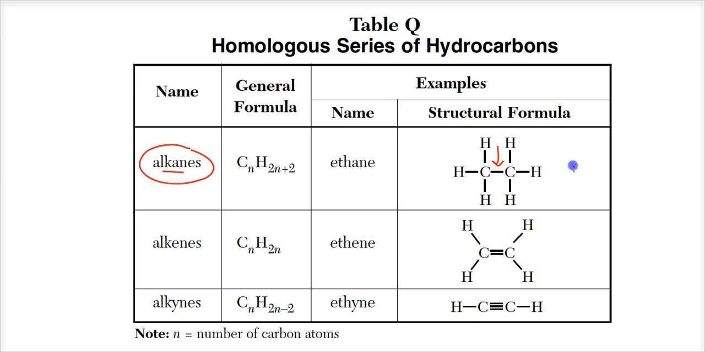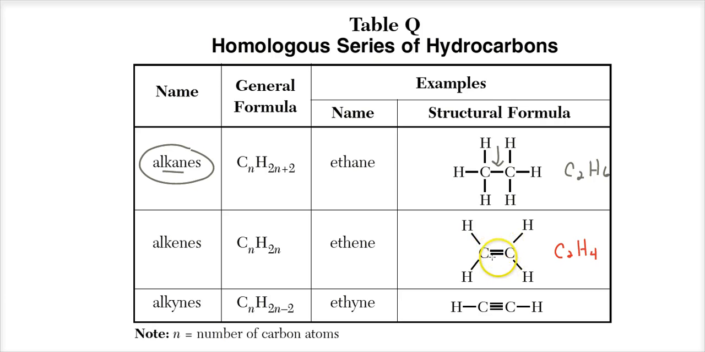This is C2H6. This has 6 hydrogens for 2 carbons. This is C2H4. Notice there's fewer hydrogens because of an increase, or a higher number, of bonds between the carbons.